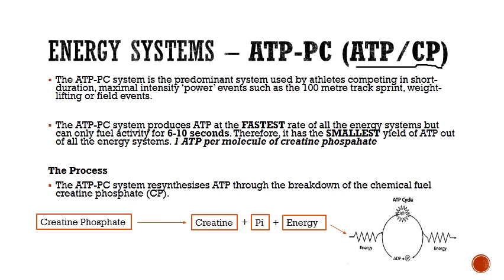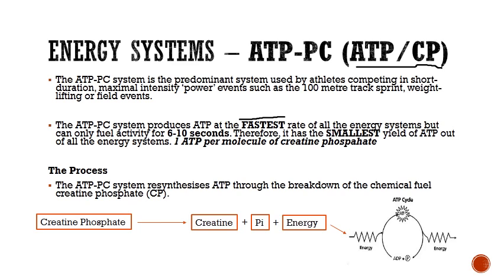So compared to the other two systems, the ATP-PC system is the fastest at producing ATP, and that's why we use this system to fuel our maximal intensity activities, because the higher intensity you work at, the faster you're using ATP, and this is the fastest system to replenish that ATP. In fact, with the ATP-PC system, it will resynthesize ATP at the same rate the ATP is broken down. So this is definitely our fastest producer of ATP.